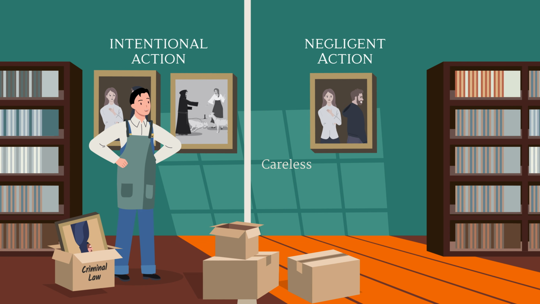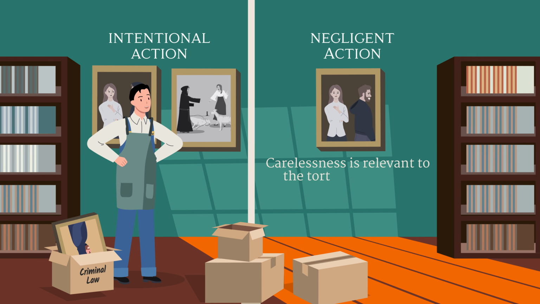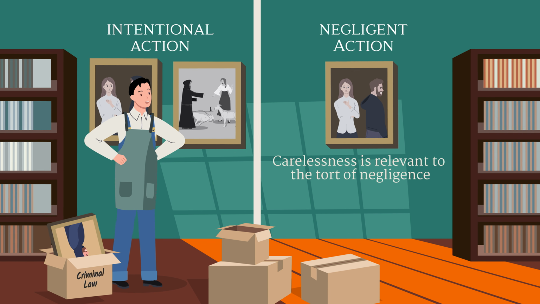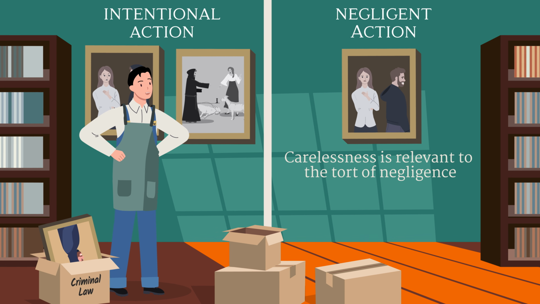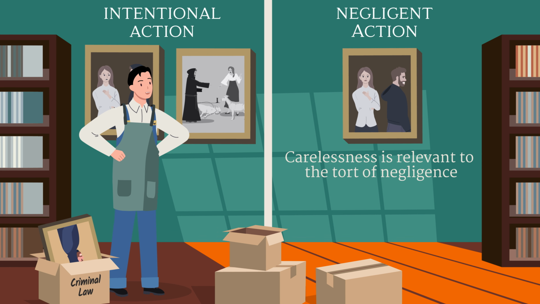But for the most part, we're talking about a core distinction between either intentional, purposeful harm or carelessness that posed some risk of injury. Carelessness is relevant to the tort of negligence, which is the primary tort, and empirically the bulk of tort claims are negligence claims.